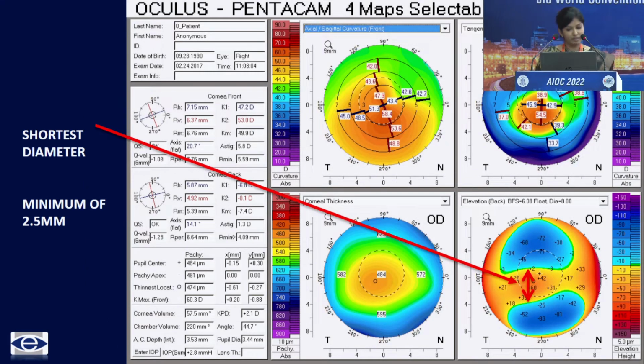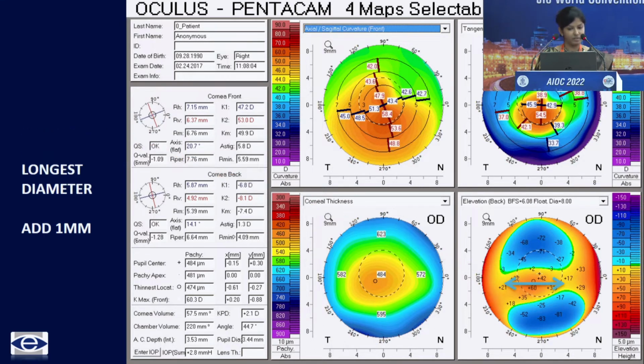So the shortest diameter is taken in the posterior float. It has to be a minimum of 2.5 mm, the central ring. And the longest diameter again is measured in the posterior float, and 1 mm is added to it.